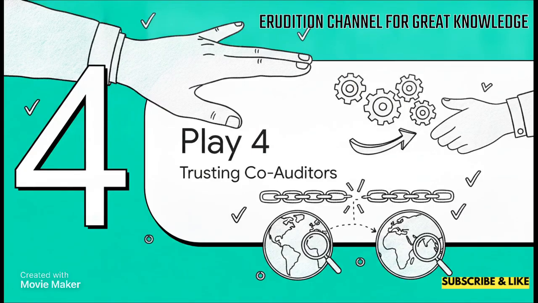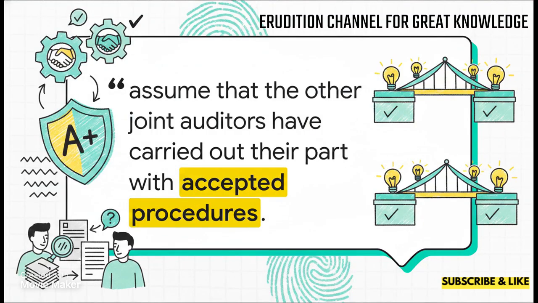Which brings us to Play 4, trusting your co-auditors. Listen, if you're auditing a massive global entity, you literally cannot recheck everything your partner does. You defeat the entire purpose of a joint audit. So SA 299 legally engineers trust right into the system. As the standard explicitly states, each joint auditor is entitled to assume that the other joint auditors have carried out their part of the work correctly.